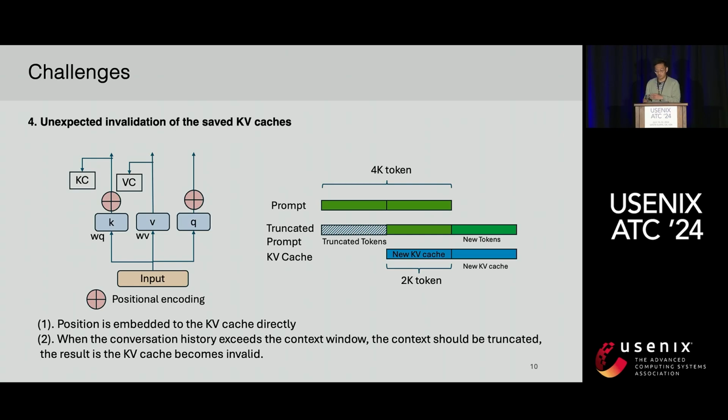So after the truncation of the prompt, for example, here the middle token's position is 2,000, but after the truncation, this token can be at position 0. So the KV cache's embedded position information is out of date. So we need to recompute the KV cache when the context window overflows. And this will result in many recomputation costs.